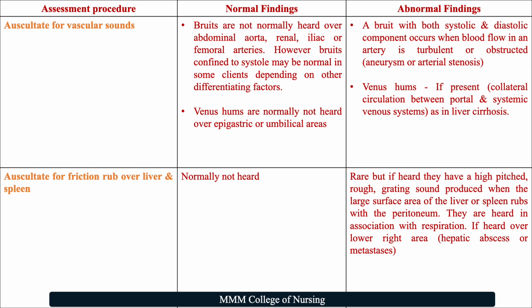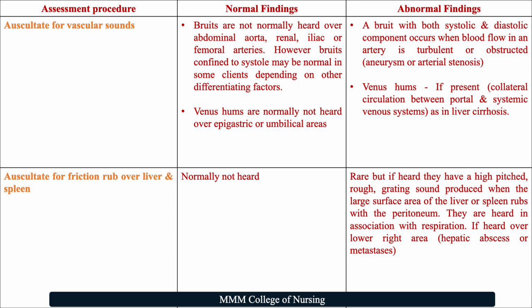Abnormally, a bruit with both systolic and diastolic components occurs when blood flow in an artery is turbulent or obstructed, that is, an aneurysm or arterial stenosis. Venous hums, if present, indicate collateral circulation between portal and systemic venous systems, as in liver cirrhosis.